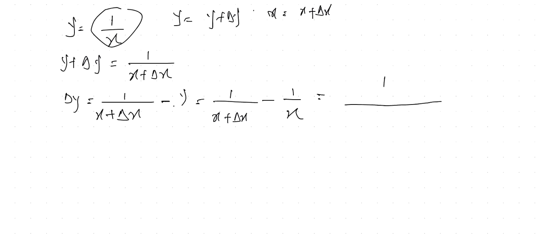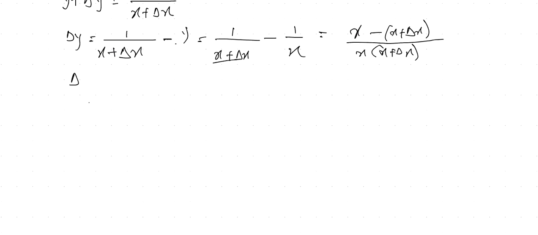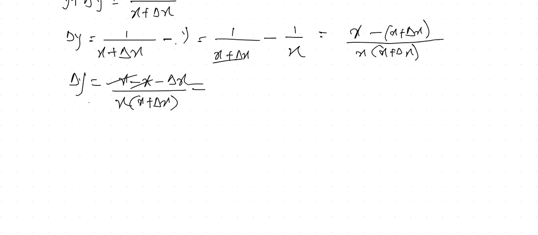The LCM is going to be x into x plus change in x. So this one divided by this one, you have x, minus this one divided by this one, you have x plus change in x. We have that change in y equals x minus x minus change in x, divided by x into x plus change in x. So the x terms become 0, then it's going to be minus change in x over x into x plus change in x.